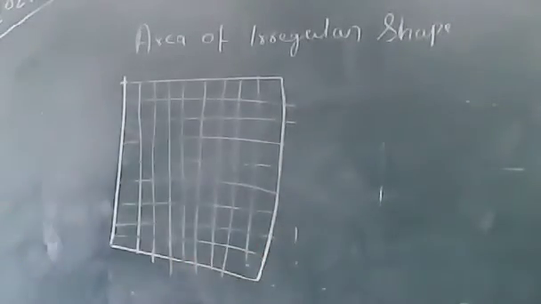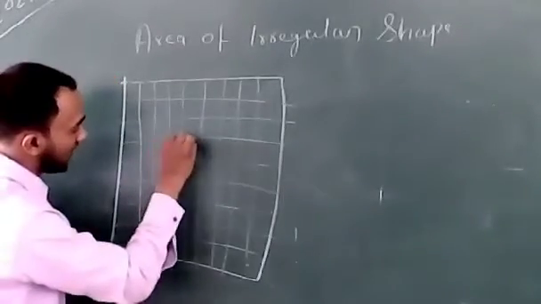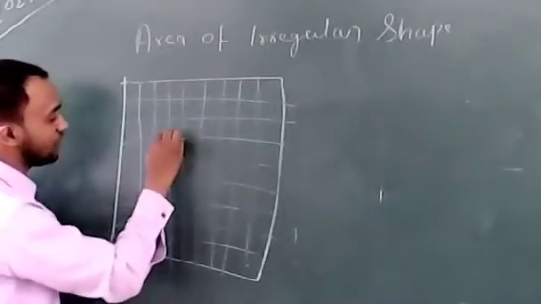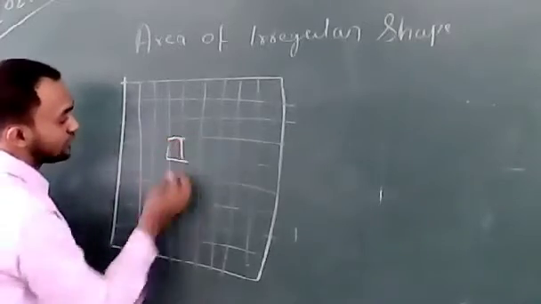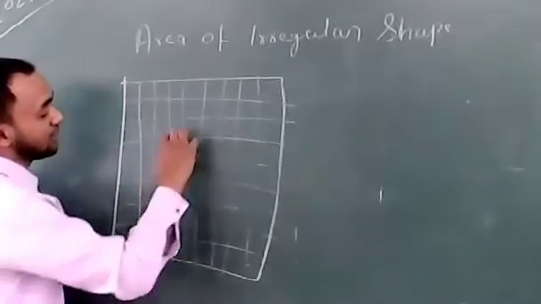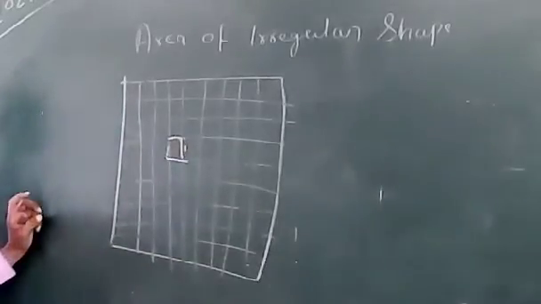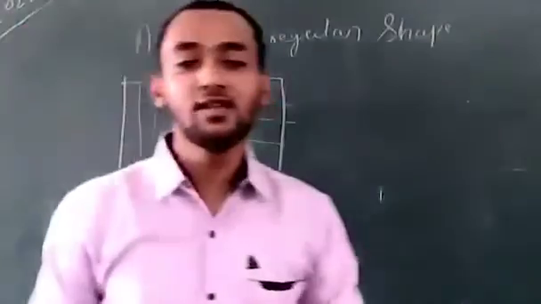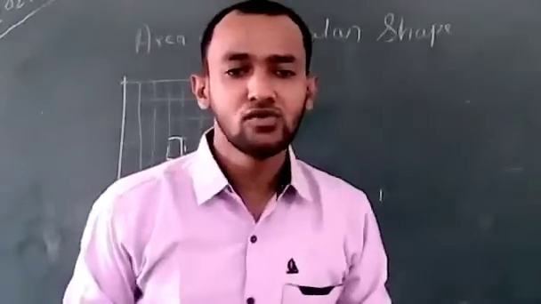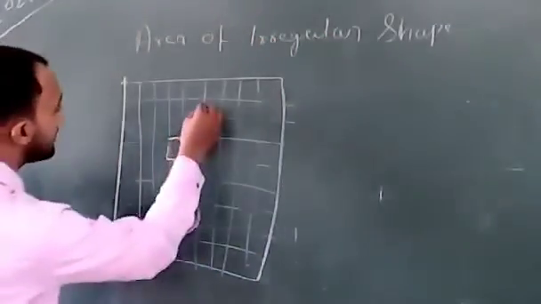Suppose this is centimeter graph paper. So in centimeter graph paper, each box has size 1 centimeter, meaning if we take this box, its dimension will be 1 centimeter by 1 centimeter. This square box has dimension 1 centimeter square. Suppose we have to calculate the area of a leaf. So we will put this leaf here.